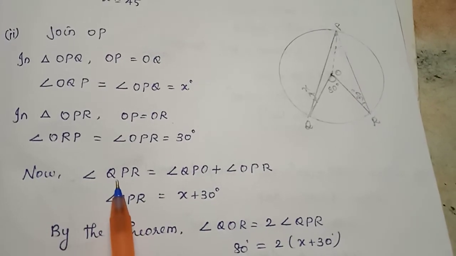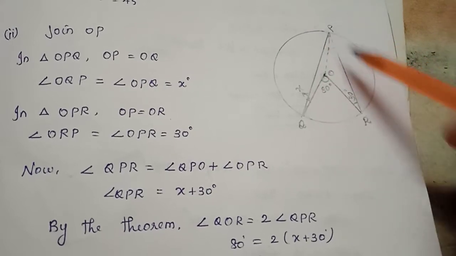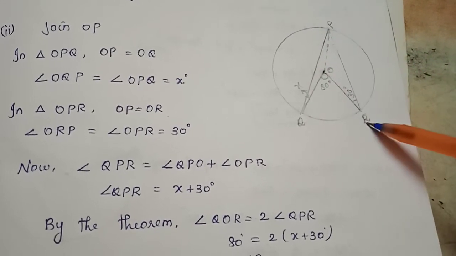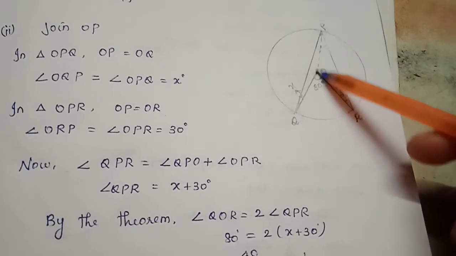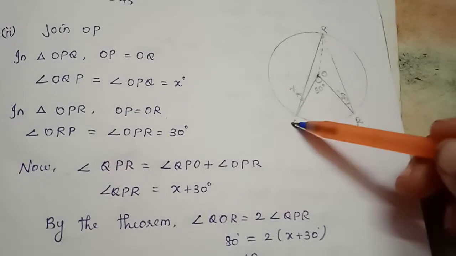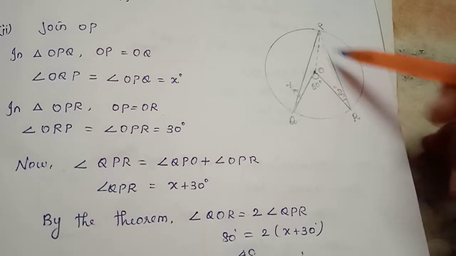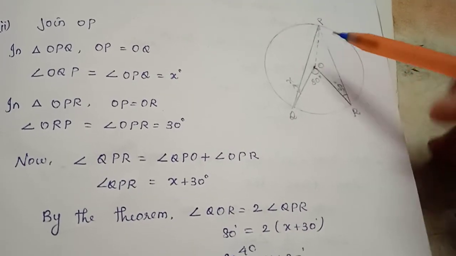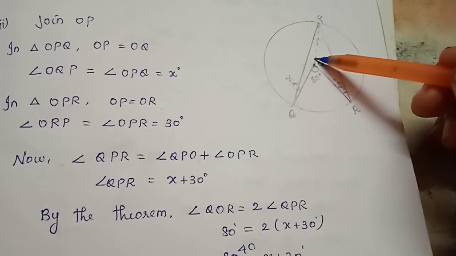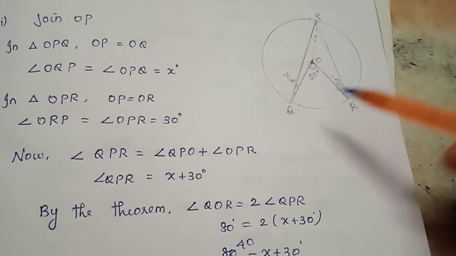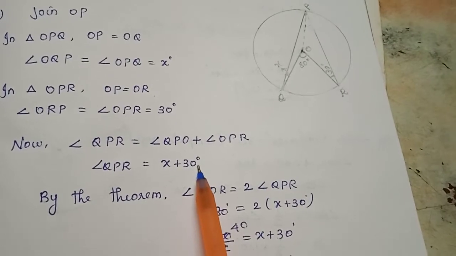Now in triangle QPR, angle QPR is equal to angle QPO plus OPR, this angle plus this angle. That's what I have written here. And we have already denoted that angle QPO equals x and OPR equals 30 degrees. Therefore this angle is equal to x plus 30 degrees.